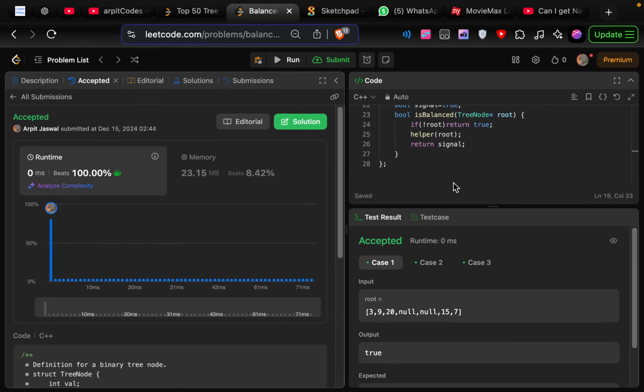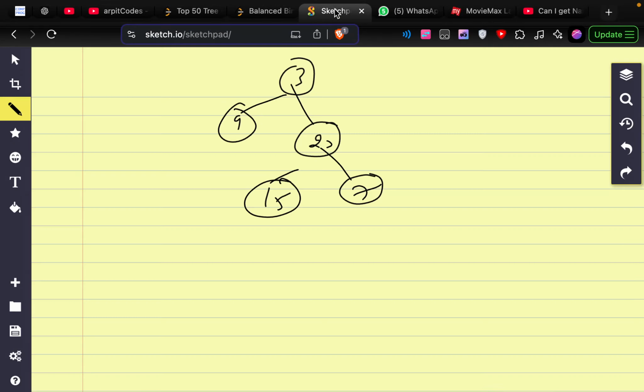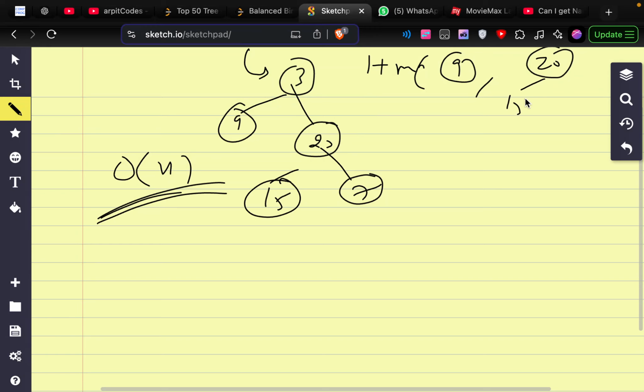Yeah. So I have already discussed time complexity. In this case, the time complexity will be O of n. So what you are essentially doing is you are coming here, right, and you're calculating the height. So you're saying 1 plus max of 9 and 20 and 15 and 7, and you have a signal, right, which is initially true.